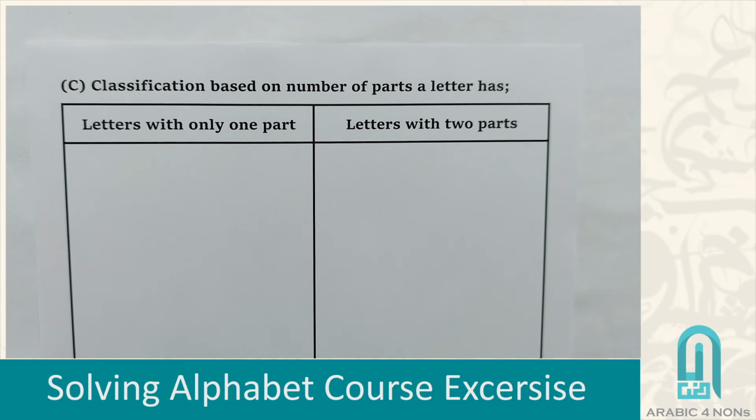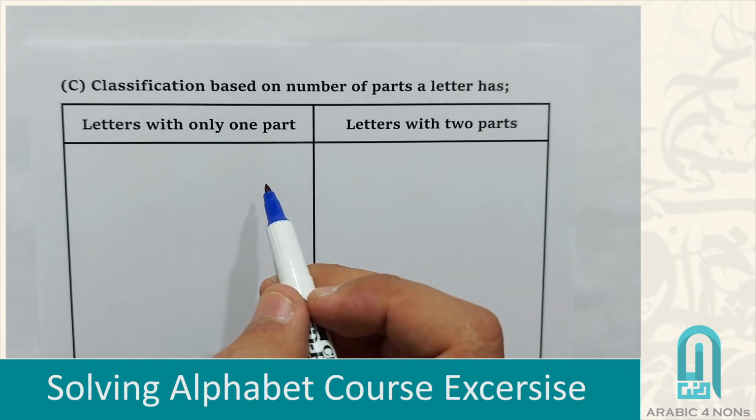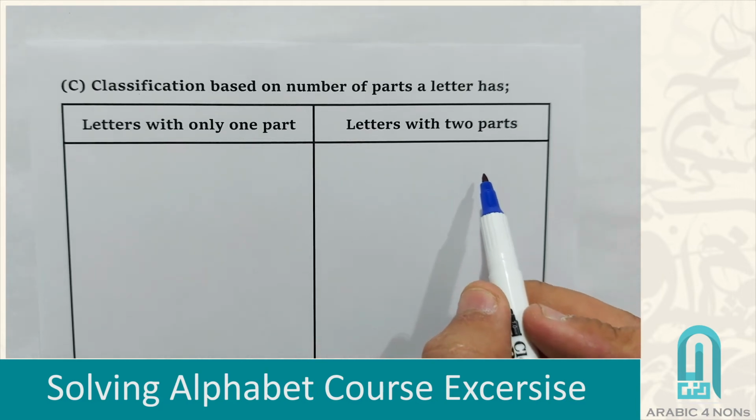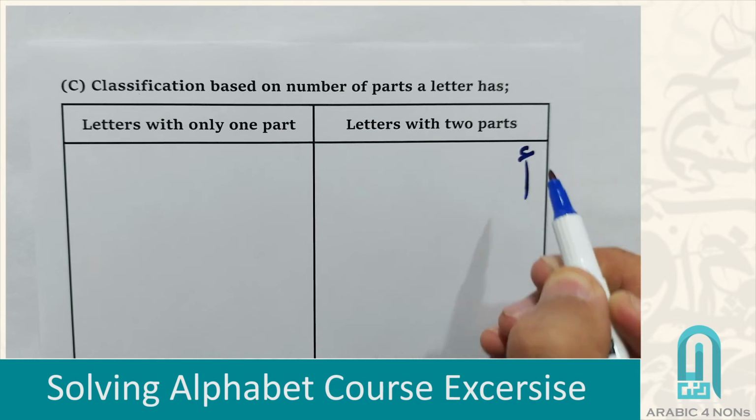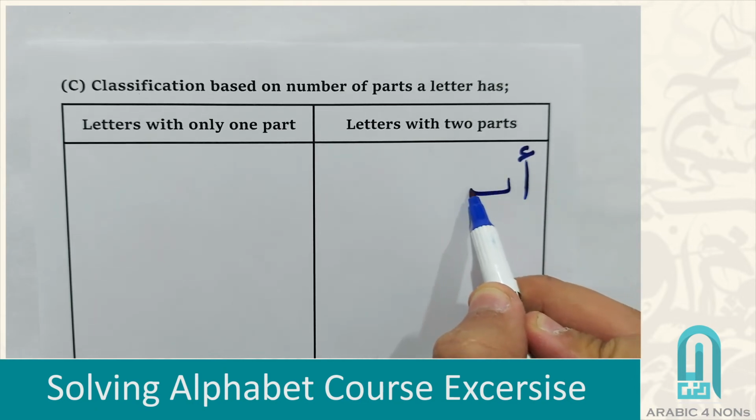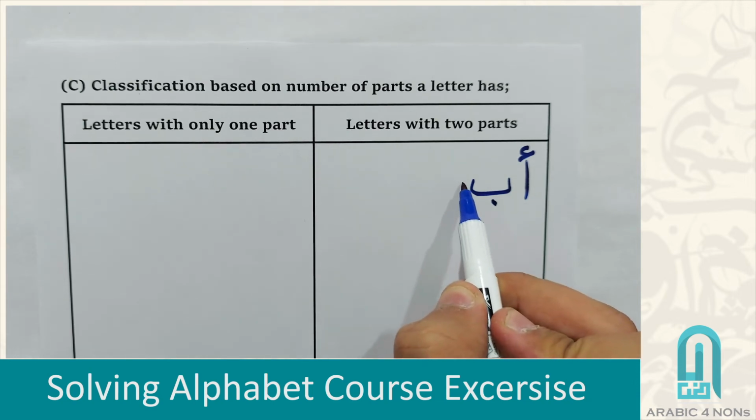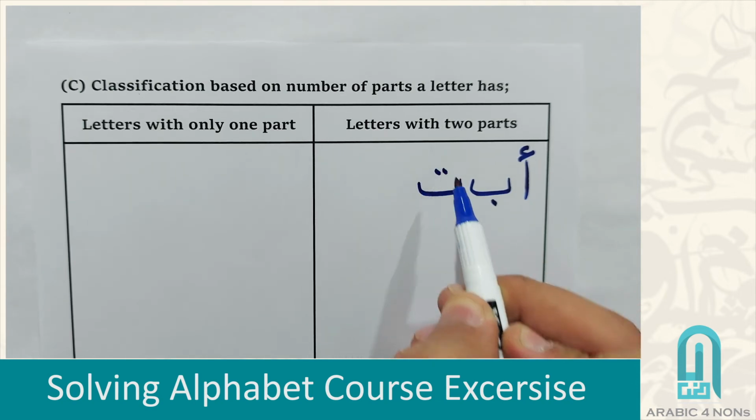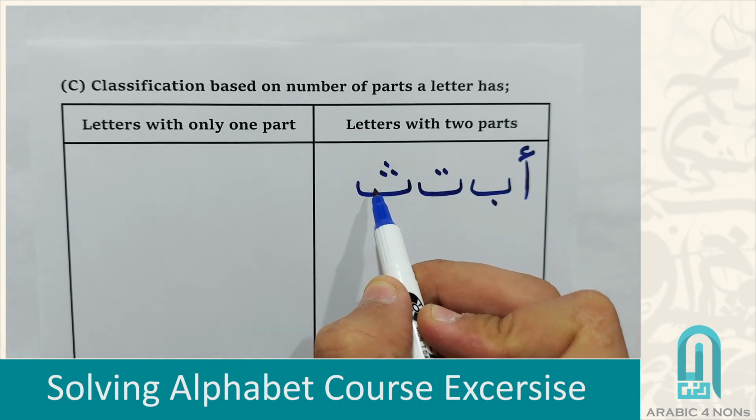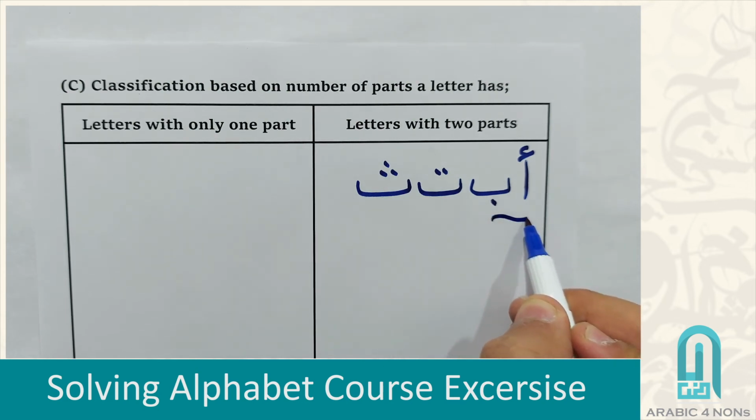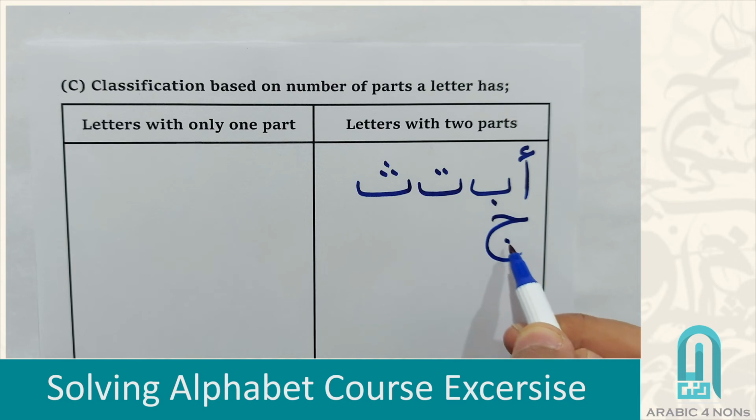The third table contains the classification based on the number of parts. So letter A, obviously it contains two parts, the straight vertical line and the hamza. So we will write it here. Letter B, also two parts, the boat and the dot. Letter T, two parts. Letter Th, also two parts. And the following one, letter J, also two parts, the shape and the dot.